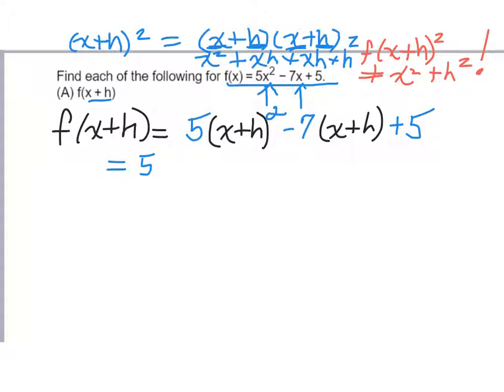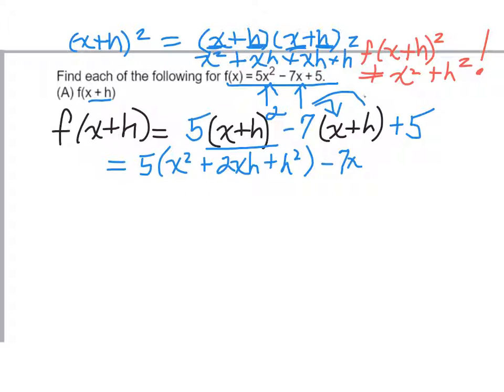So the truth is x plus h binomial squared is going to be x squared plus 2x times h plus h squared, minus 7, and 7 of course is going to be multiplied times x, which will give us 7x, and 7 is also going to be multiplied times h, which is going to give us minus 7h, and then of course we have out here at the end plus 5.